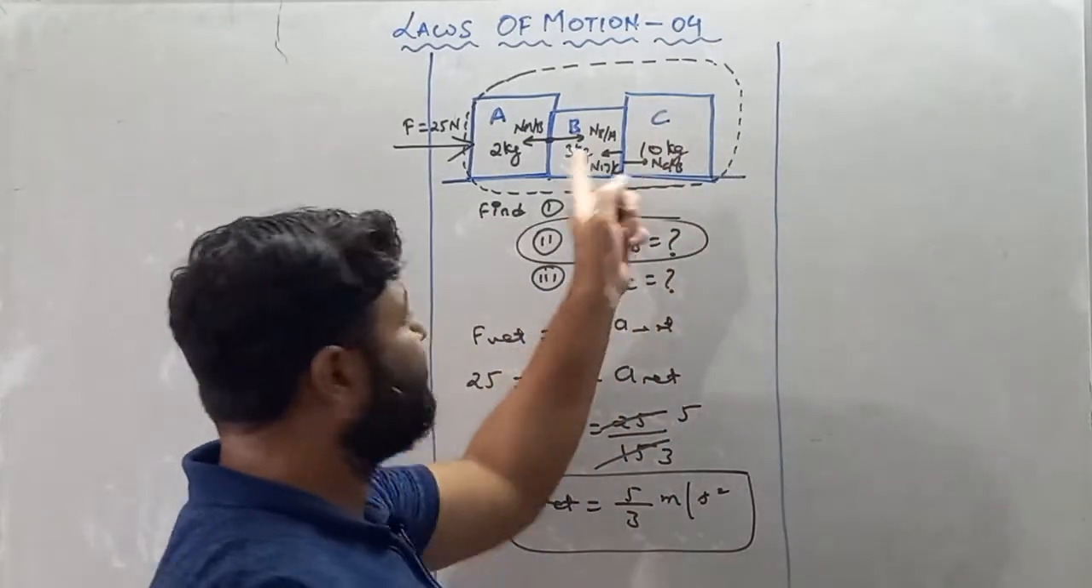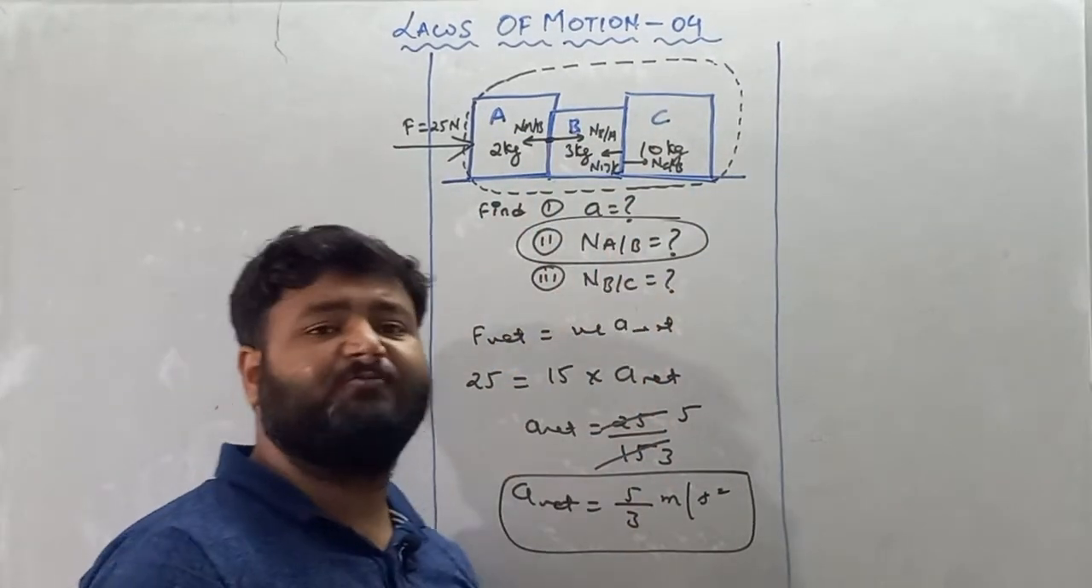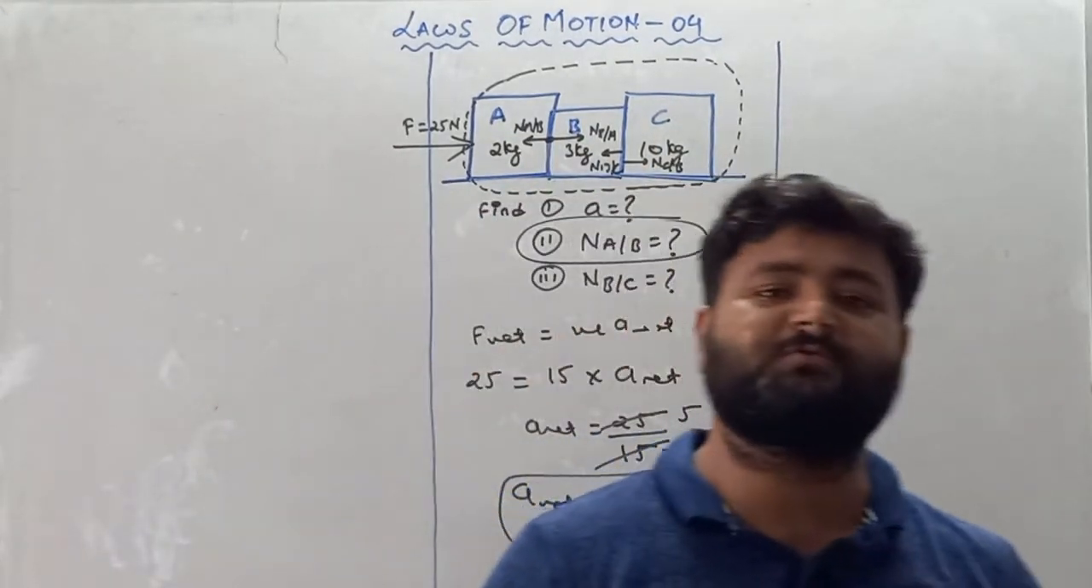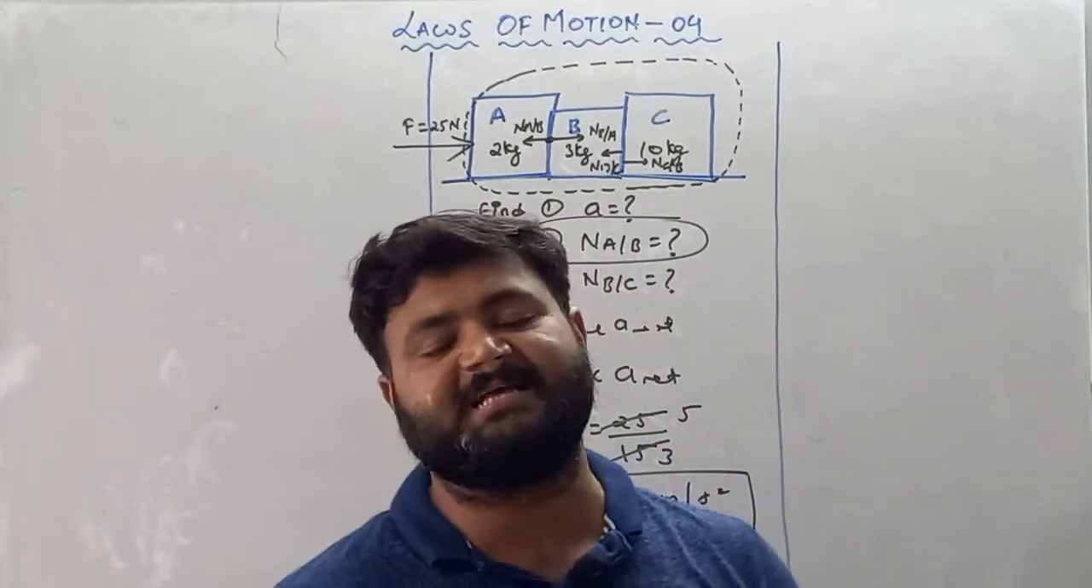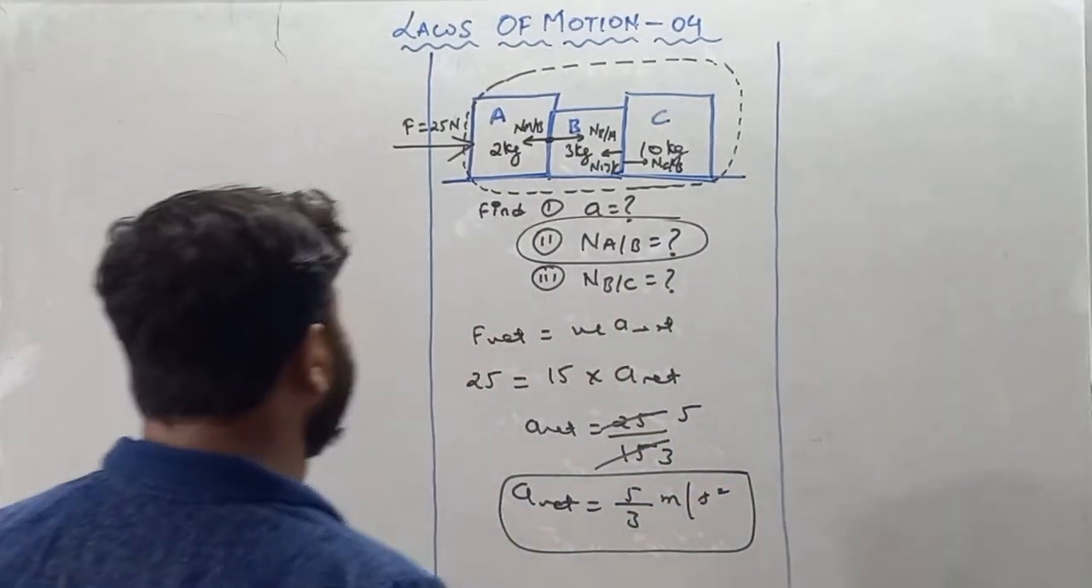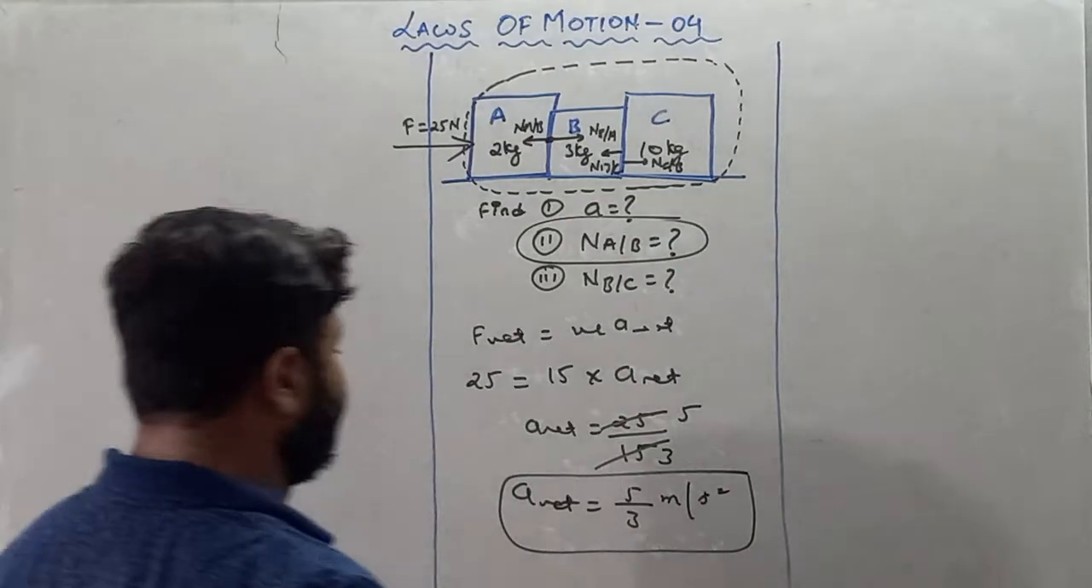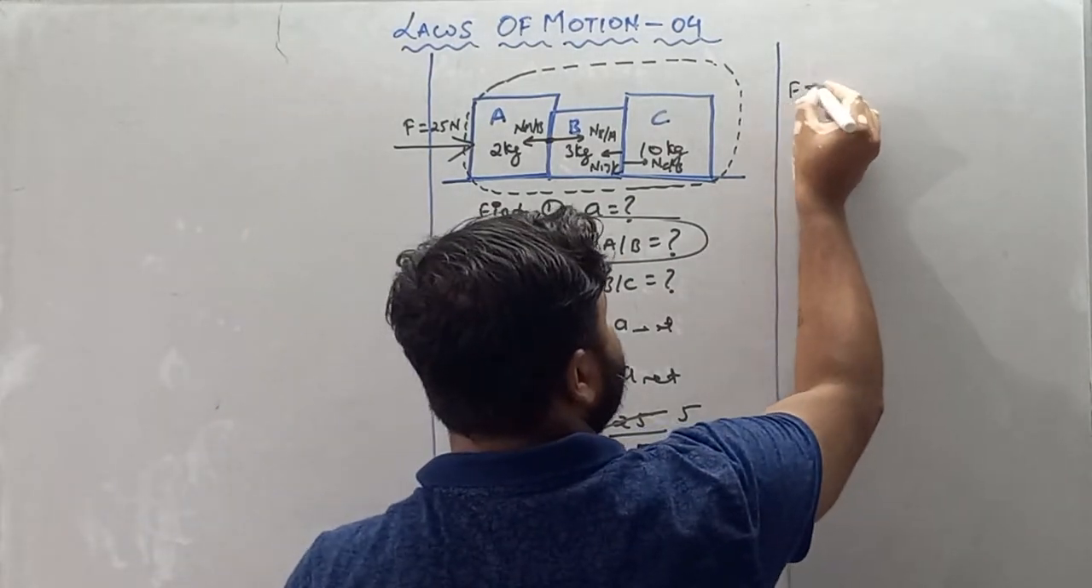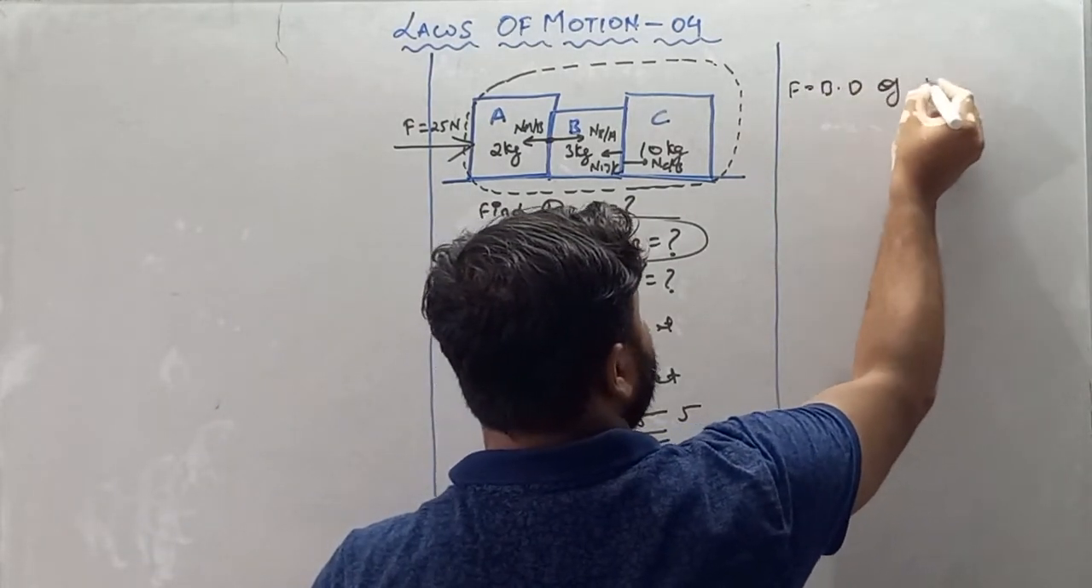If C applies force on B, then B also applies force on C. The magnitude of the force is the same, but their directions are opposite. So moving forward, let's make the FBD of block A. Here I'll make the FBD of A.